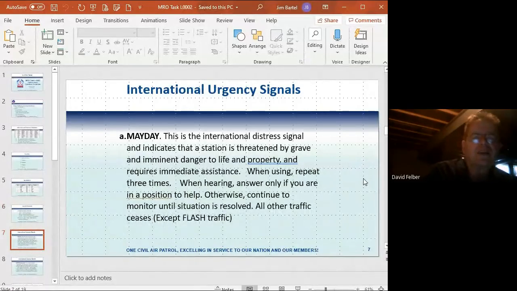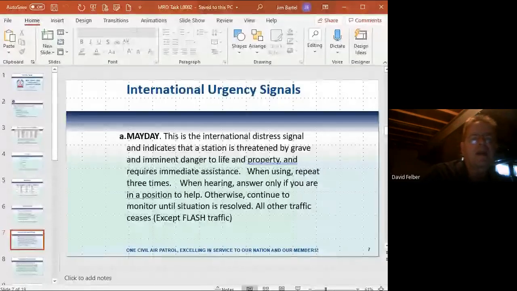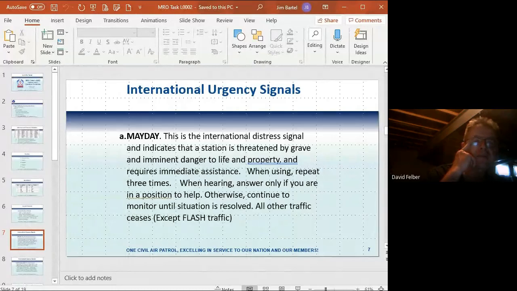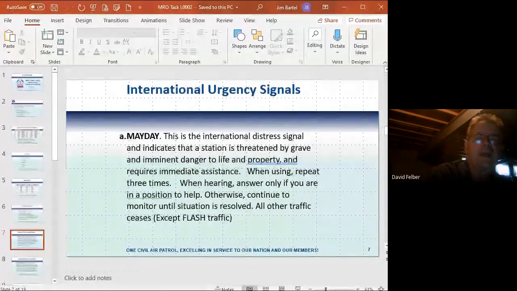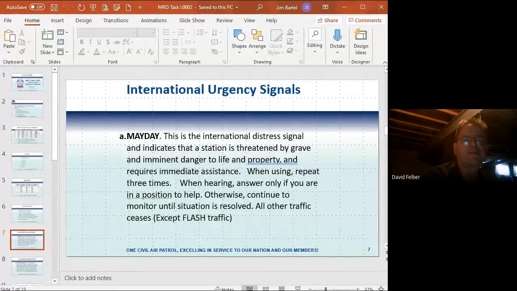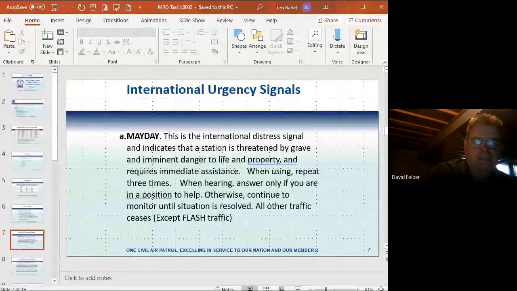International urgency signals. This was covered in ICUT. We'll go over it real fast. The international distress signal, for stations threatened by grave imminent danger to life. When using, repeat 3 times: Mayday, Mayday, Mayday. When hearing, answer only if you're in a position to help. Otherwise, say nothing. Monitor till the situation's resolved. All other traffic ceases. Let the Mayday situation be handled.